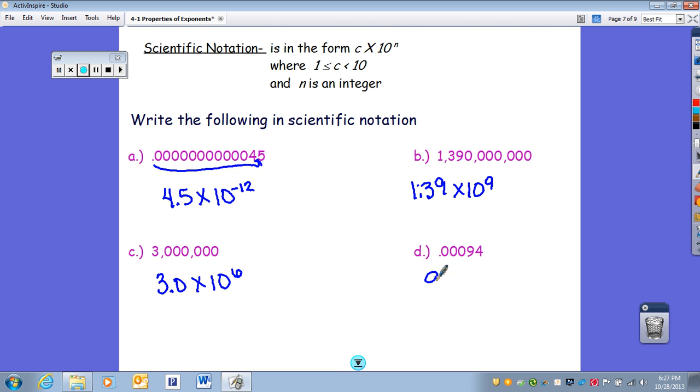In this example, I'm going to move the decimal between the 9 and the 4, and I've moved the decimal 4 places. But in order to take the decimal and move it back to its original number, it would need to go to the left 4 places, and that is why my exponent will be negative 4.